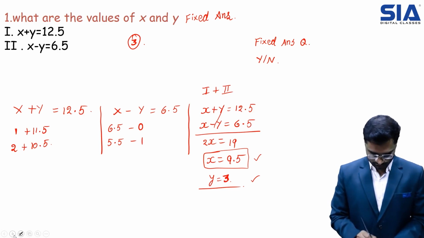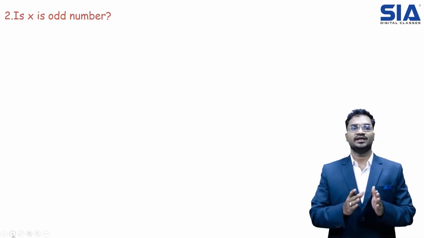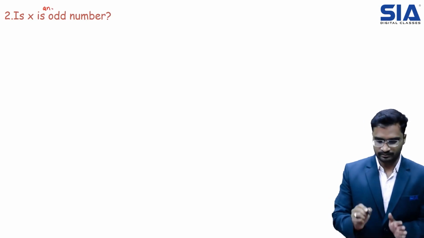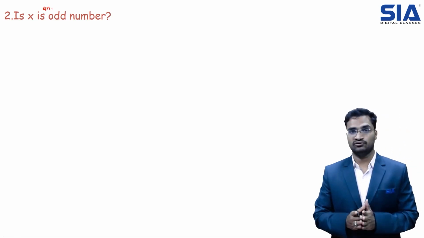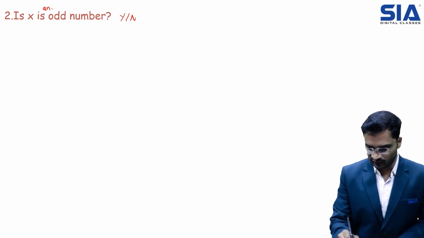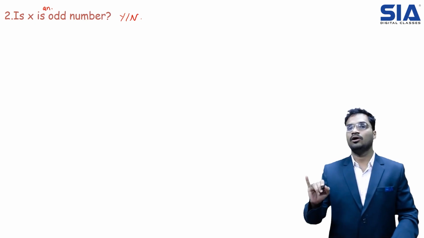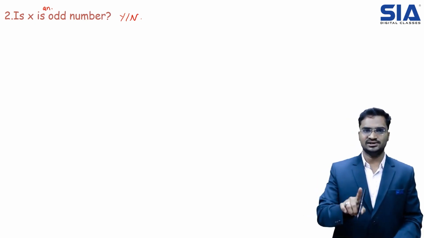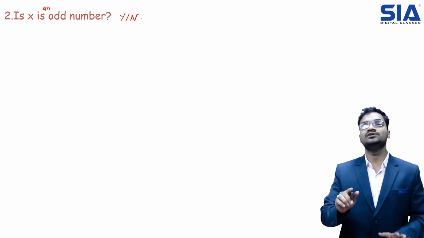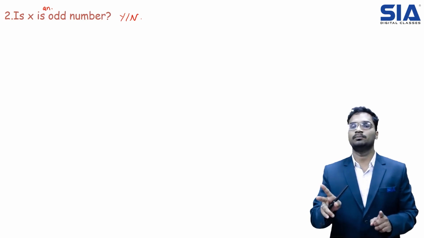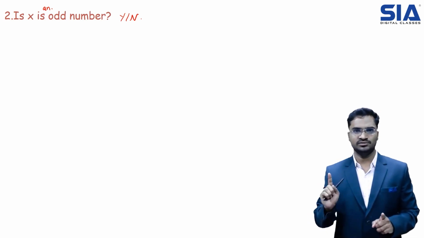Now coming to the second question. Now look at this. Is x an odd number? So what type of question is this? It is a yes or no question. Here he is asking whether x is an odd number or not. We have to tell the answer for this, whether it is yes or no. We have to achieve only one answer, which is either yes or no. We should not get both yes and no in the same statement.